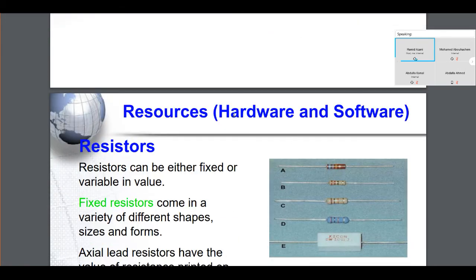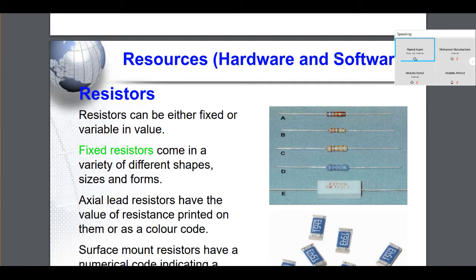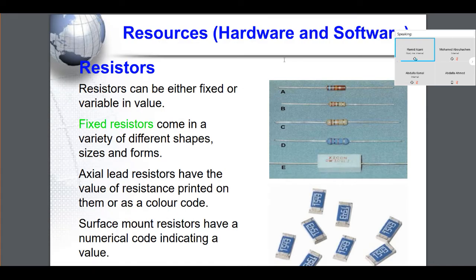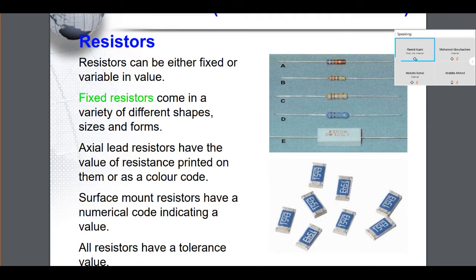Resources to be used are hardware and software. The software, as I told you, will be Multisim and ModelSim, and as hardware, we'll be using different kits and breadboards. After we talk about the resistors and other components, we'll see the physical equipment to be used on campus. I think you're familiar with the types of resistors here.